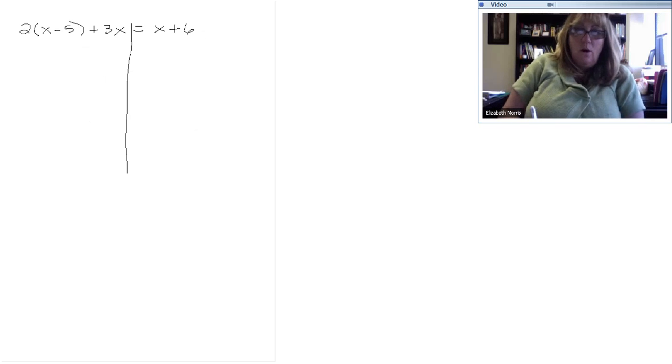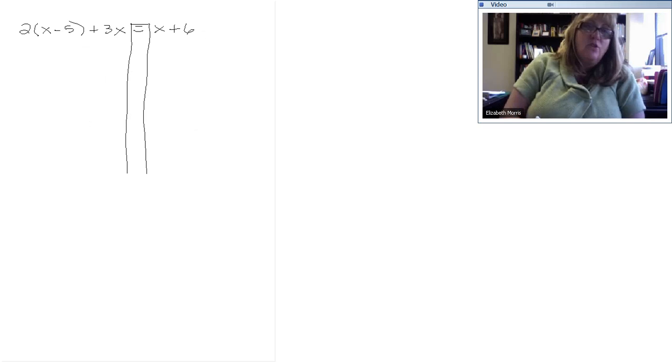All right, what if I had 2 times x minus 5 plus 3x equals x plus 6. Here's my equal sign. So this is the wall that it can't cross. These things can't come over here and these things can't come over there unless you take the opposite of. We're going to look at this side.